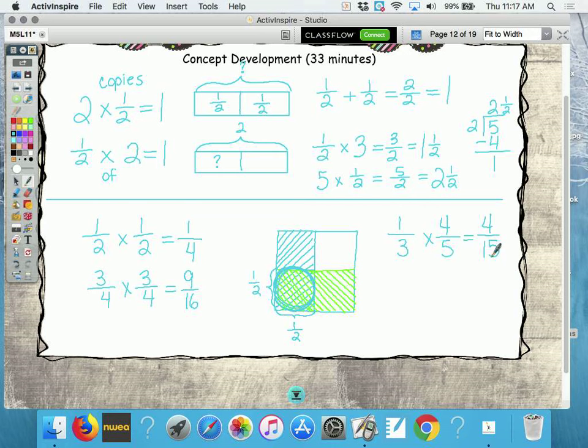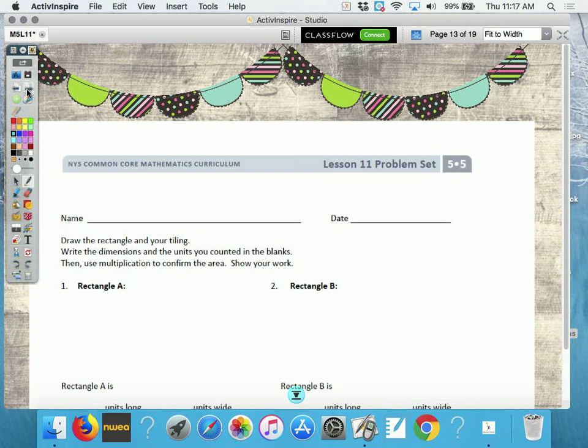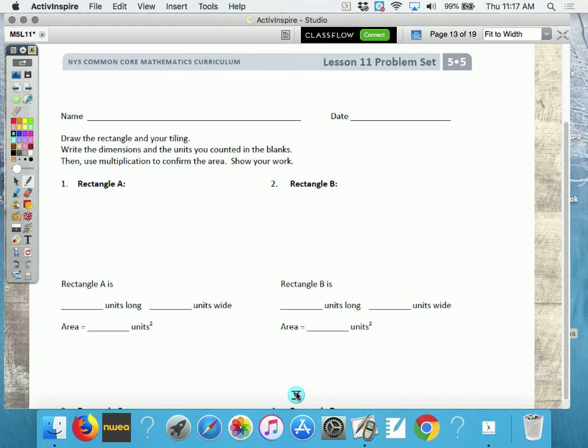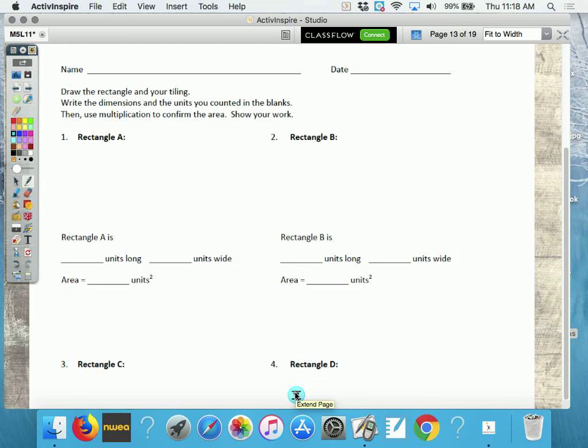Okay? So we're going to, instead of doing the problem set like they suggest, I'm going to just give you some problems to do. That's going to prepare you for your exit ticket, okay? So what the exit ticket says is they want you to draw the dimensions that are given to you. So let's practice for this. Let's do 4.5 units times 2.5 units. And we're going to have to think about how will we draw this.